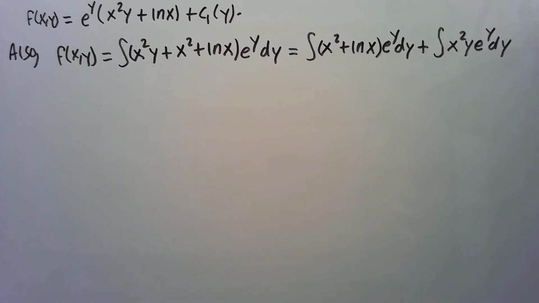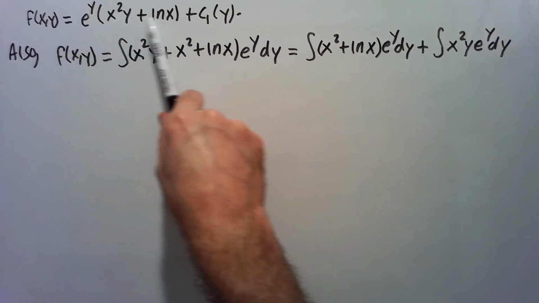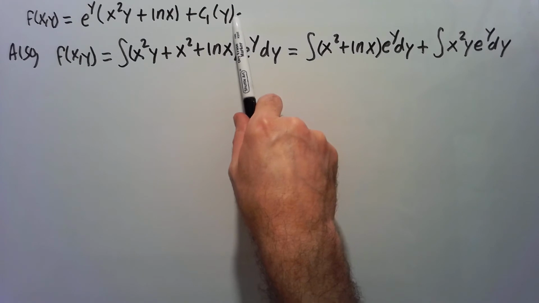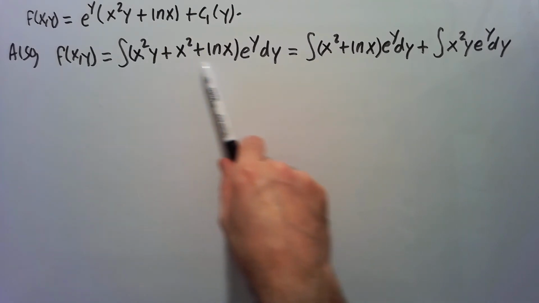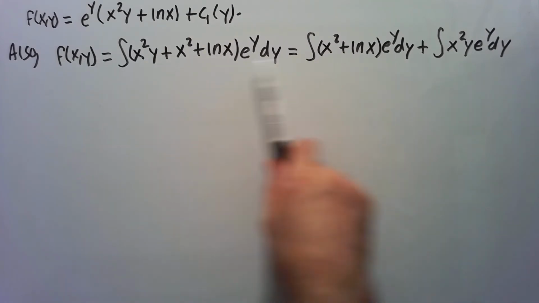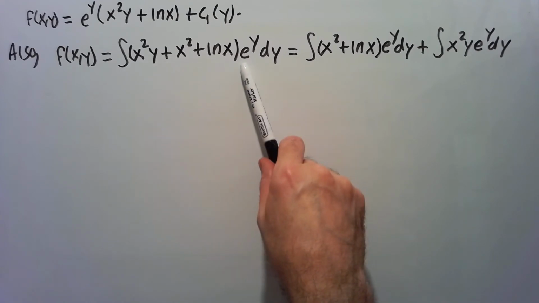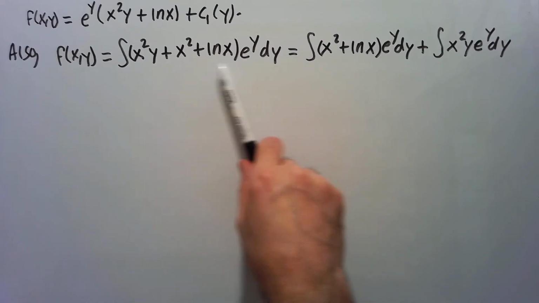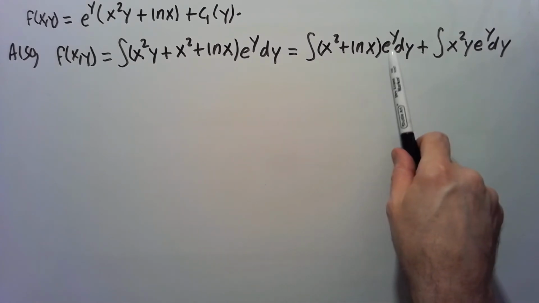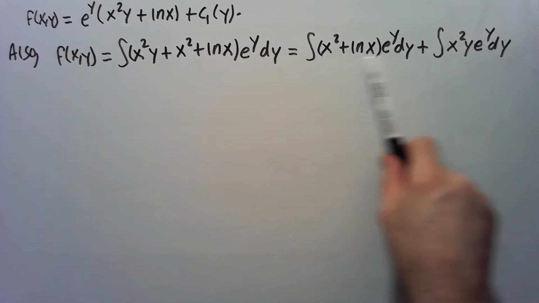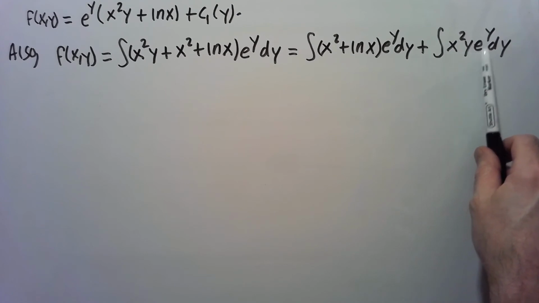Okay, so that's what we have then. We have our parent function up here. When we integrate our m tilde, we got this. When we integrate our n tilde, we got this now. We still need to integrate this one. We had it here. I broke it up now as two integrals. I broke it up with the x squared plus the ln and the e to the y, and I broke it up with the x squared y e to the y.